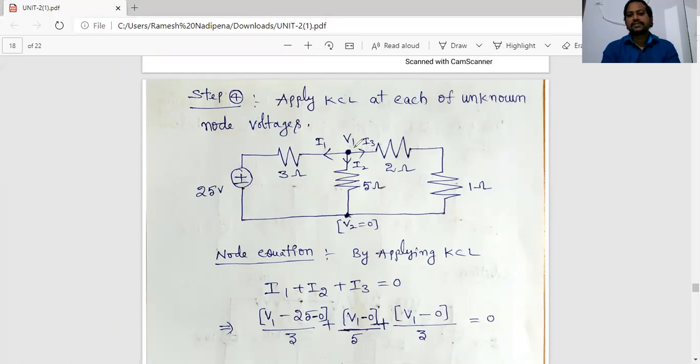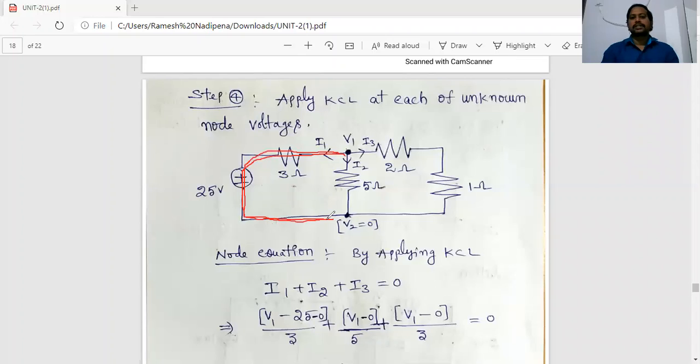Let us consider the first path. Why do I consider the first path? Now I have to calculate the current passing through the first path, that means the current passing through this, that is I1. I have to calculate the I1 value. So for that I consider this branch, this path. From that branch, I have to calculate I1.